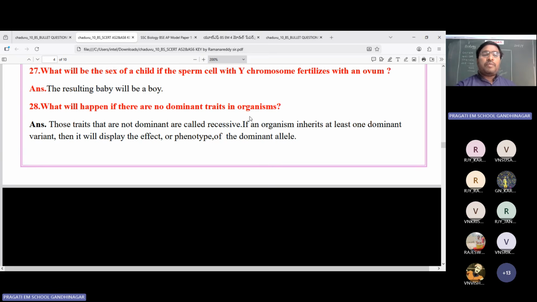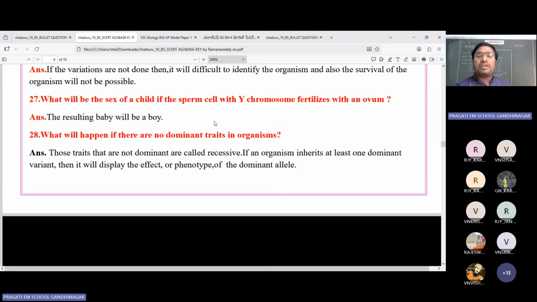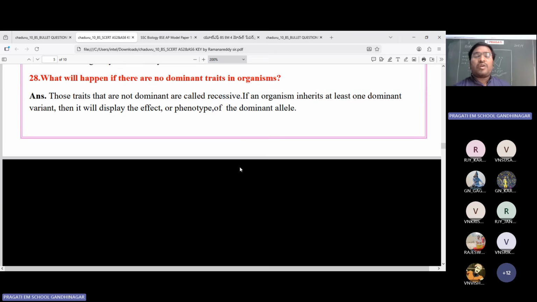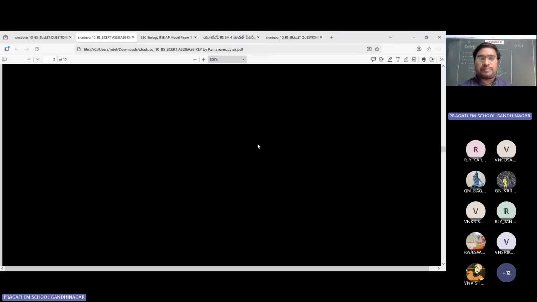And next, in what way is the sex of a child determined if a sperm cell with an X chromosome fertilizes the ovum? What is the resultant baby? This is also discussed. So the resultant baby will be a girl. And 28th question, what will happen if there are no dominant traits in the organism? There is no dominant, what will happen, children? The traits that are not dominant are called recessive. So if an organism inherits at least one dominant variant, then it will display the effect. This is the phenotype of the dominant allele. As we know this answer. Okay, next.